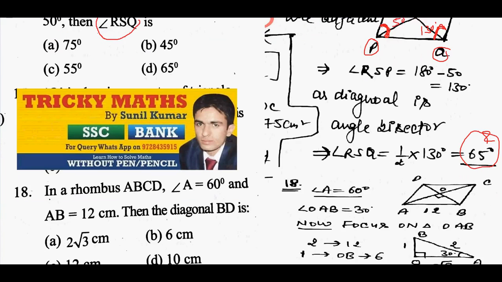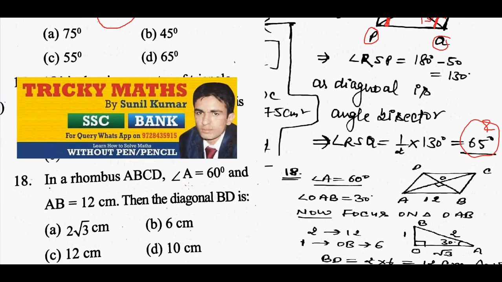See one more question based on this. In a rhombus, angle A is 60 and its side is given. Find the diagonal. Very important question. One thing you need to keep in mind is that the diagonal is the angle bisector. Sides are equal, AB is 12, angle is 60, so this will become 30 degrees. Now focus on the triangle OAB. OAB will be a right angle triangle because the diagonals of a rhombus are always perpendicular bisectors. I made this triangle OAB separately.